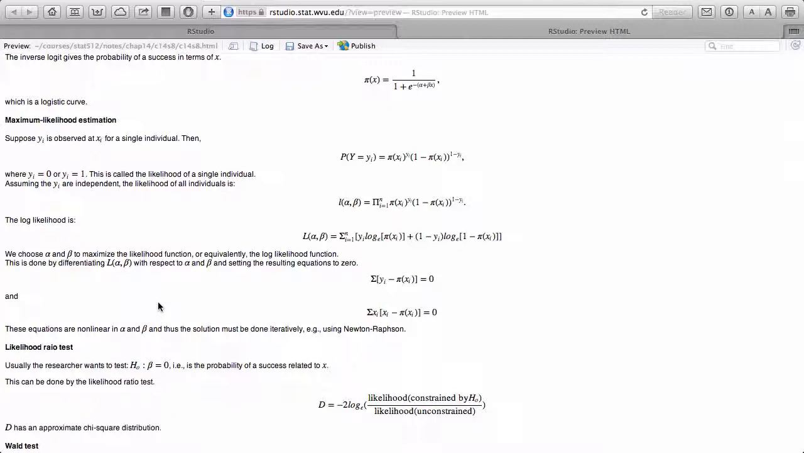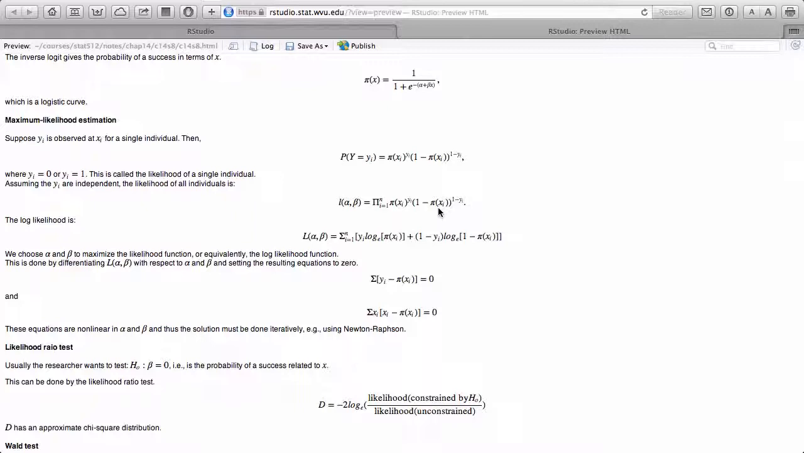And this symbol right here is the product. This says the product of i equal 1 to n of pi sub i, y sub i. So it's the product of those. That is called the likelihood function. And it depends on two parameters. It depends on alpha and beta.